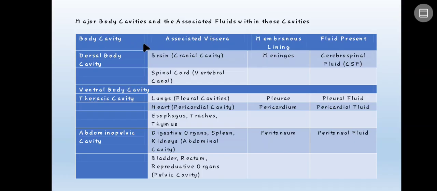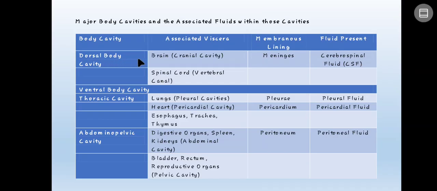Okay, good. So like I was saying, these are the major body cavities, some fluids that we can find in these major body cavities, and the names of membranes that play major roles in these major body cavities. So the major body cavities, we mentioned that we have the dorsal body cavity and then the ventral body cavity. These are the two major body cavities.